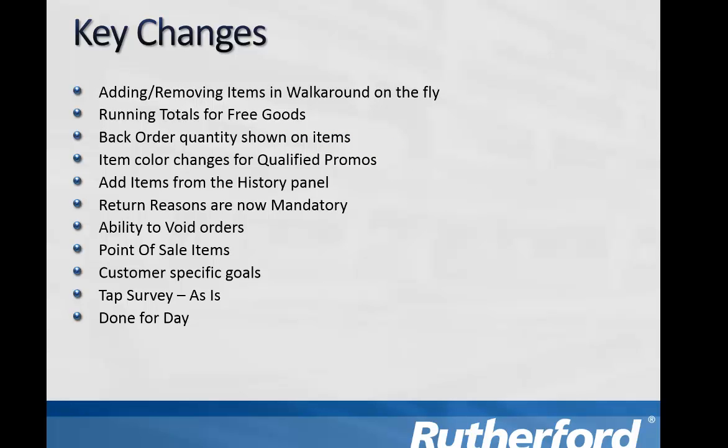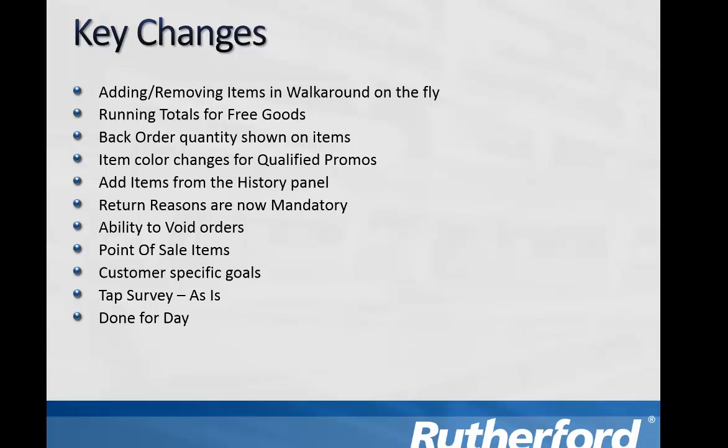Adding and removing items in the walkaround themselves instead of using the edit list and locations. Some totals that we update, or some item descriptions that we update based on free good promos. If you have the back order plugin, quantities show up on the items. Some promo item description color changes based on qualified promos.